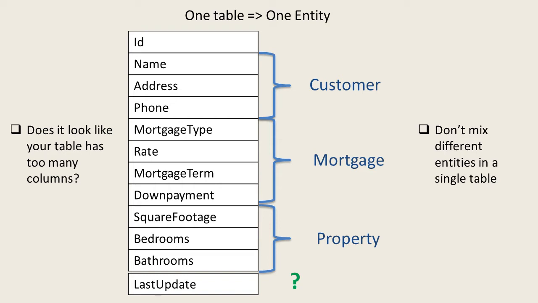Now, this last update is pretty vague. We don't really know what was updated. However, if information was stored properly, and properly means that a separate table was allocated for customer, another table for mortgage, and another table for property, they all will have this column last update, and in this case, this column will not be ambiguous because it will be pretty clear what this last update refers to.